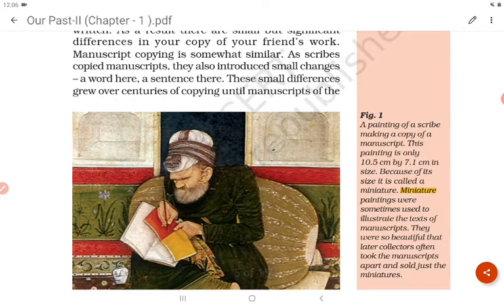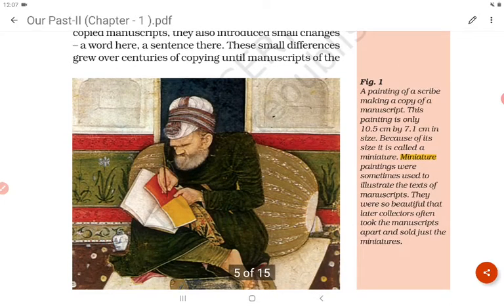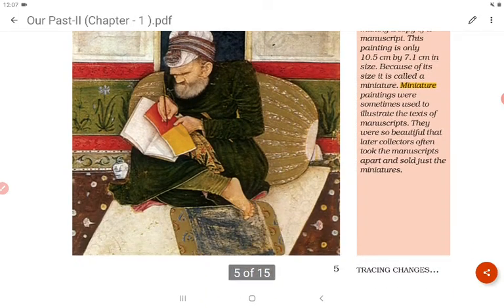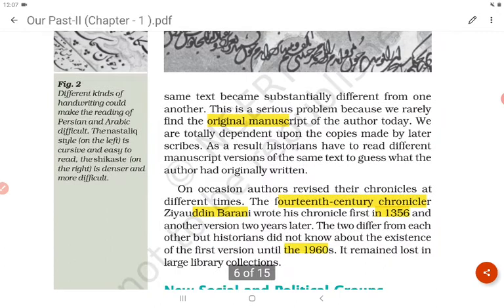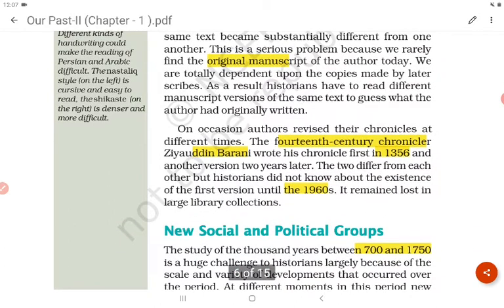As scribes copied manuscripts, they also introduced small changes, a word here, a sentence there. These small changes grew over centuries of copying until manuscripts of the same text became substantially different from one another. This is a serious problem because we rarely find the original manuscript of the author today.